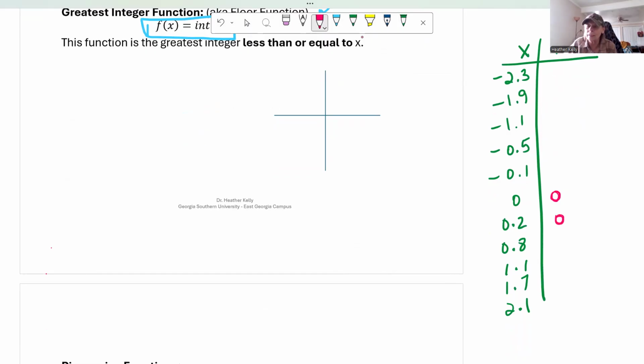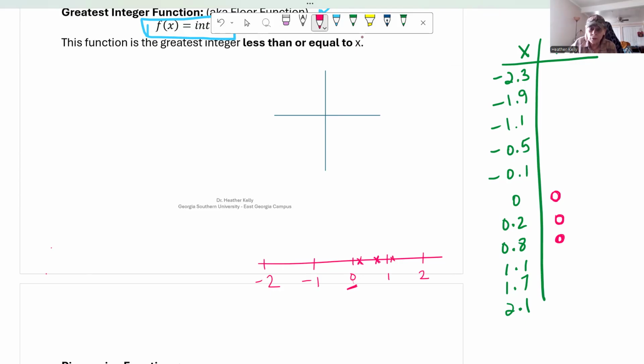And the idea is if we think about this like a number line, we've got 0, 1, 2, -1, -2. Well, 0.2 is going to be right here, and the biggest integer part for 0.2 is 0. Okay. Same thing with 0.8. 0.8 is right here, but the biggest integer for 0.8 is 0.